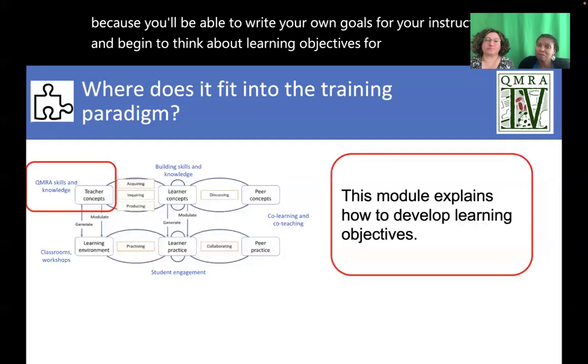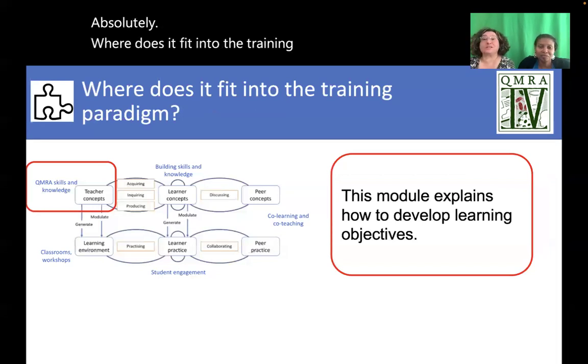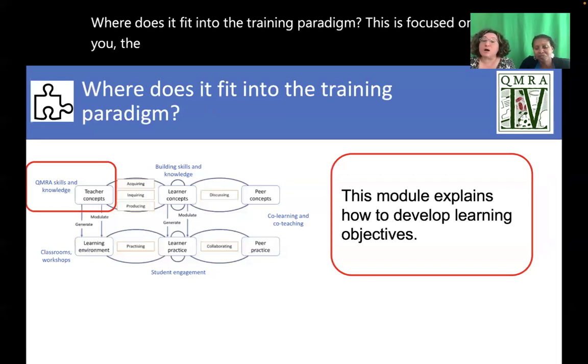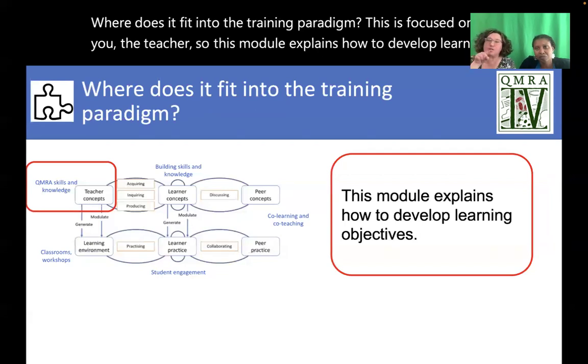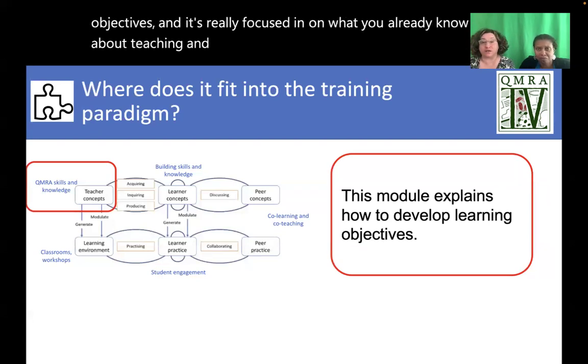Absolutely. Where does it fit into the training paradigm? This is focused on you, the teacher. This module explains how to develop learning objectives, and it's really focused on what you already know about teaching and learning and what you've already done as an instructor of QMRA.